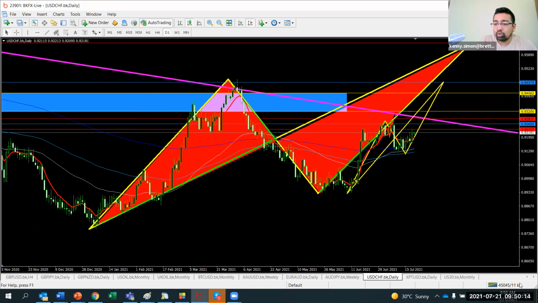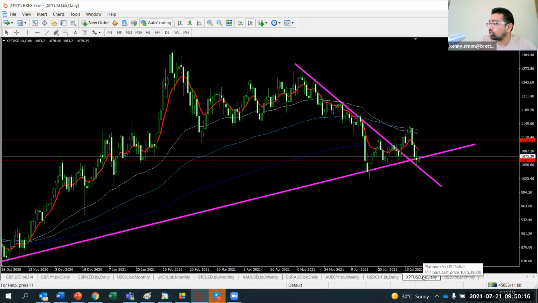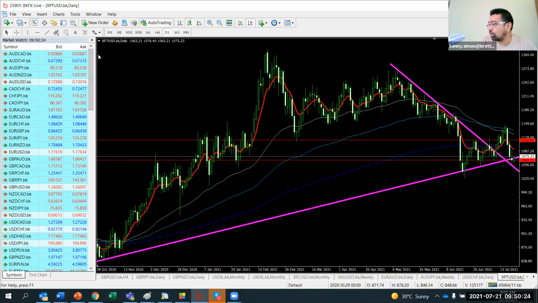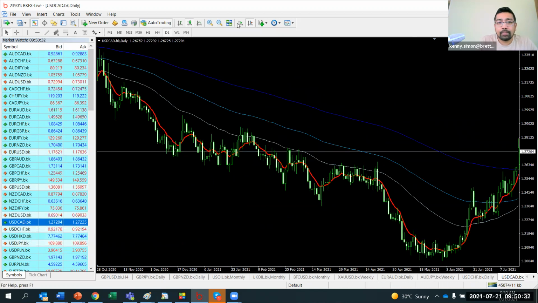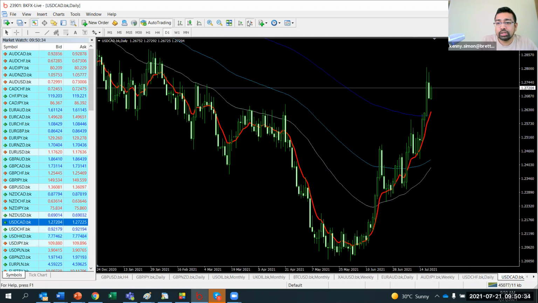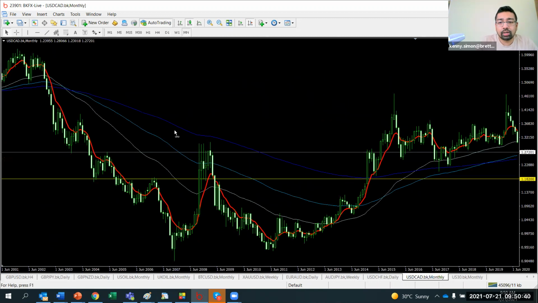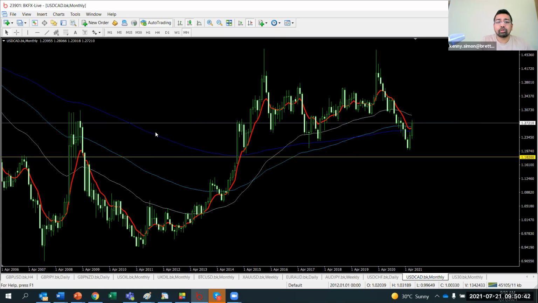But what we want to take a look at is USDCAD, mainly because of certain things that we have seen earlier on. It's one of the pairs that I've actually written down as well. So now let's take a look at USDCAD. Let's go onto the biggest time frame and see what we can notice.